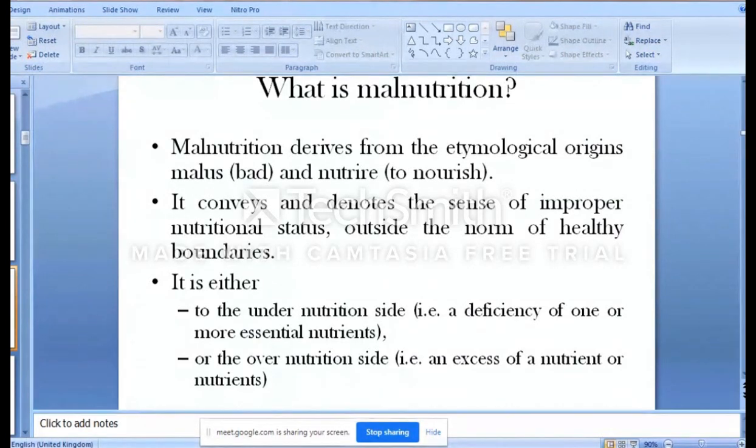So malnutrition is either undernutrition, which is the deficiency of one or more essential nutrients, or the overnutrition side, where the person has an excess of one or more nutrients. So malnutrition is an excess of or lack of nutrients.